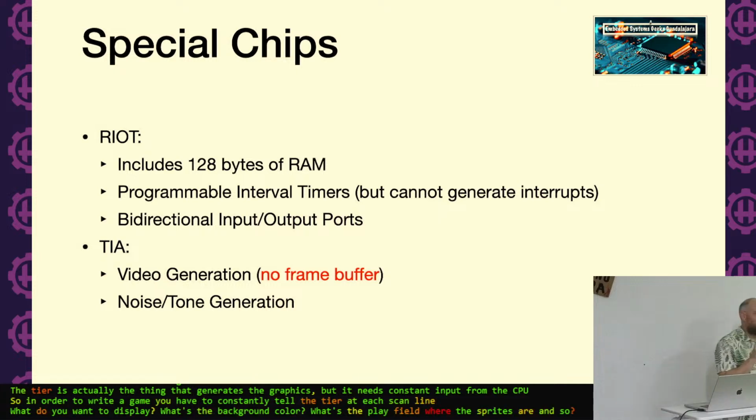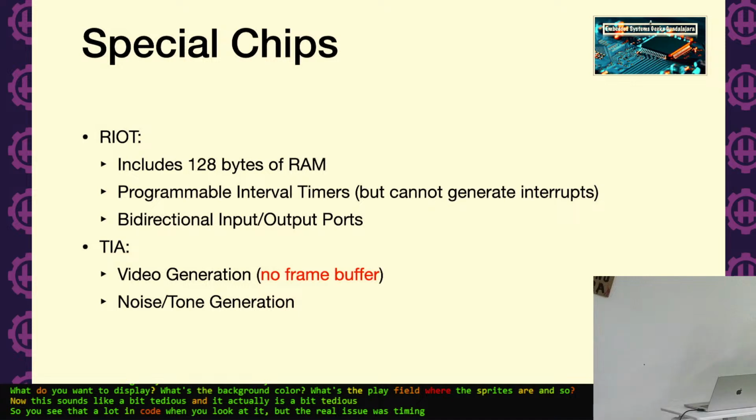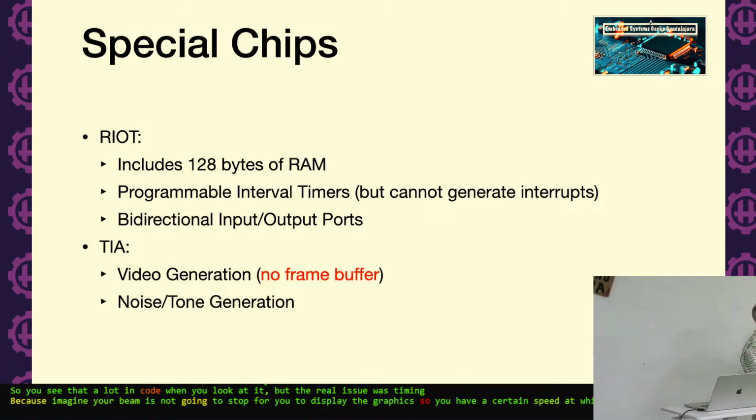Now, this sounds a bit tedious, and it actually is a bit tedious, so you see that a lot in code when you look at it. But the real issue was timing, because imagine your beam is not going to stop for you to display the graphics. So you have a certain speed at which the beam moves, and this was before we had modern displays. These were all CRT displays.